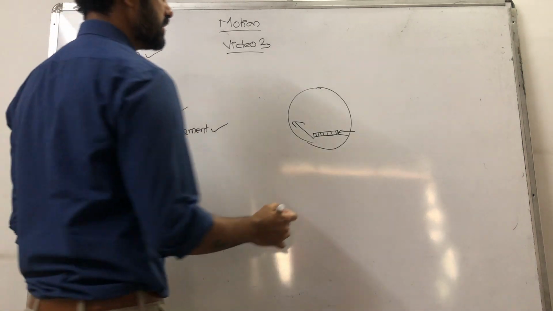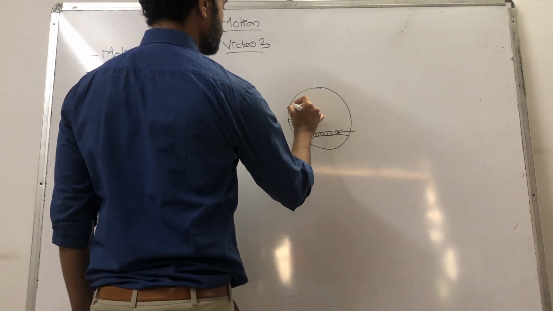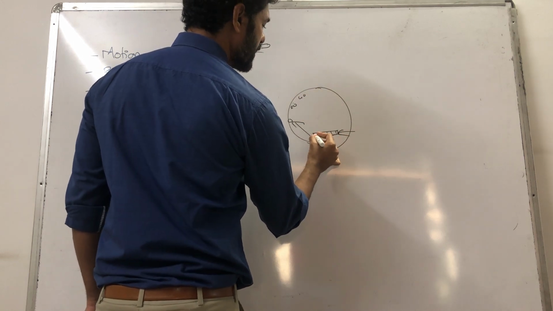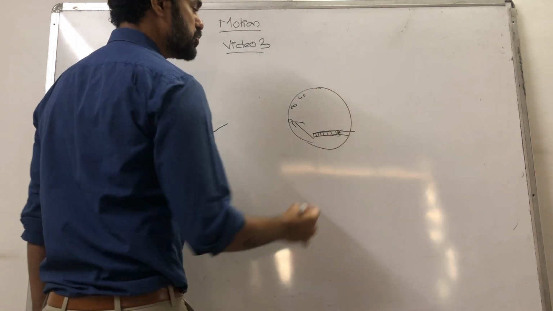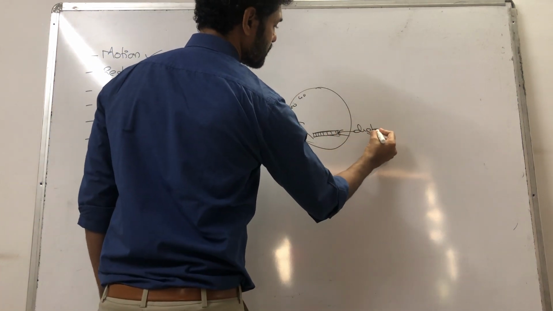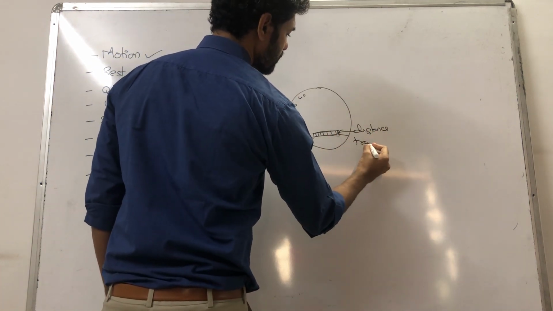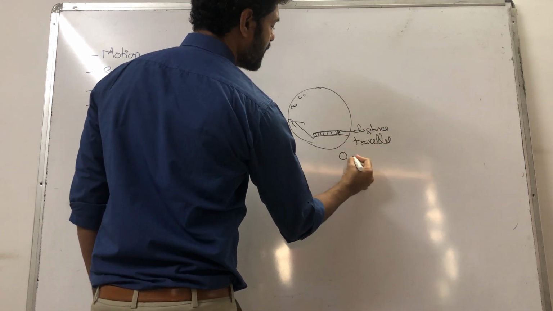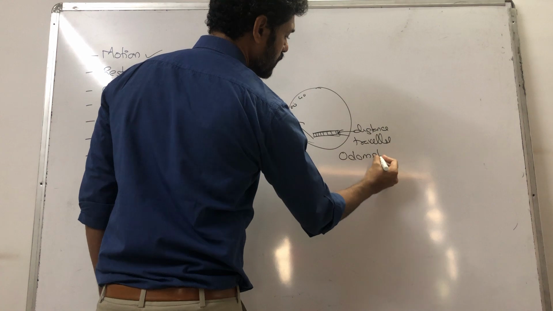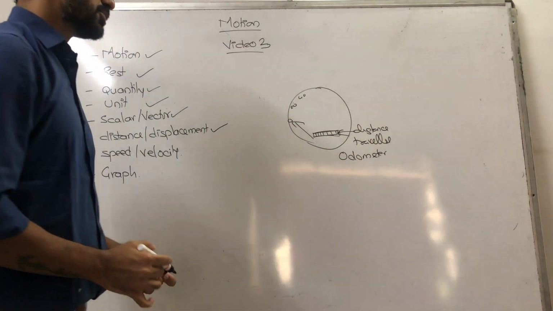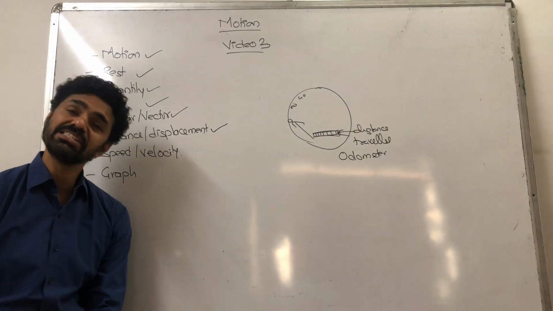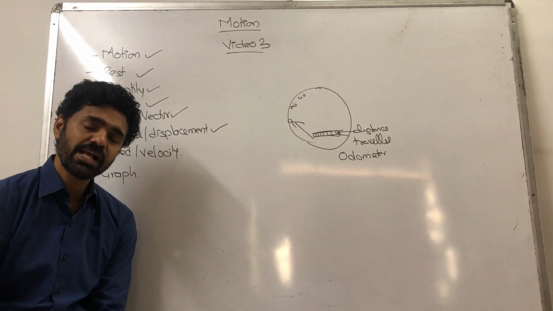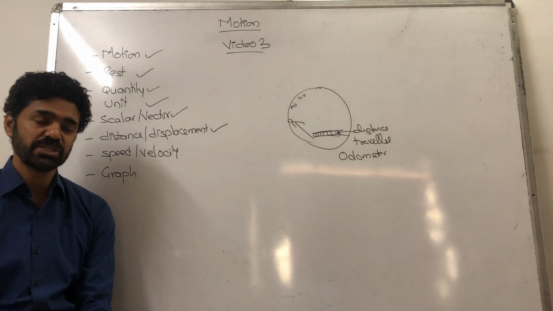Before coming to velocity, we know this is a speedometer. In the speedometer there is one more reading, one more meter, which shows the distance travelled. This meter which shows the distance travelled is called an odometer. So the speedometer tells us the instantaneous speed. The odometer helps us to find the distance travelled.